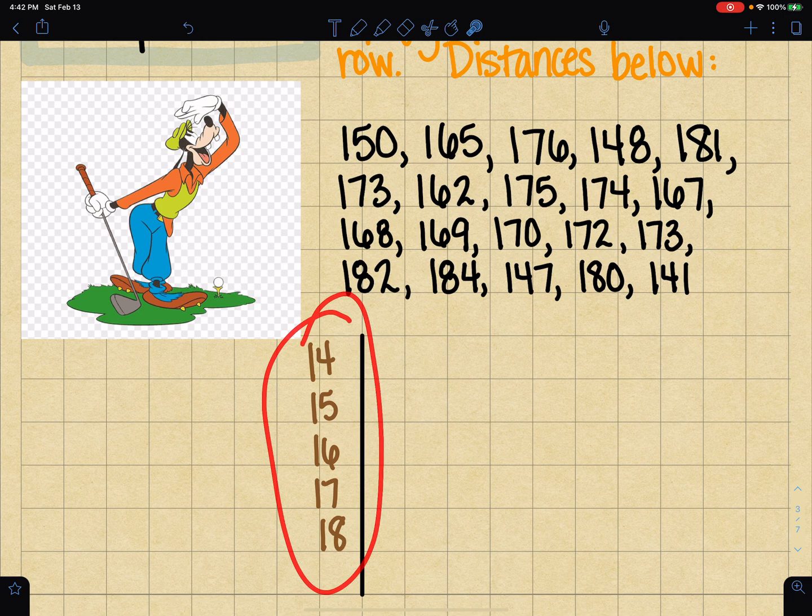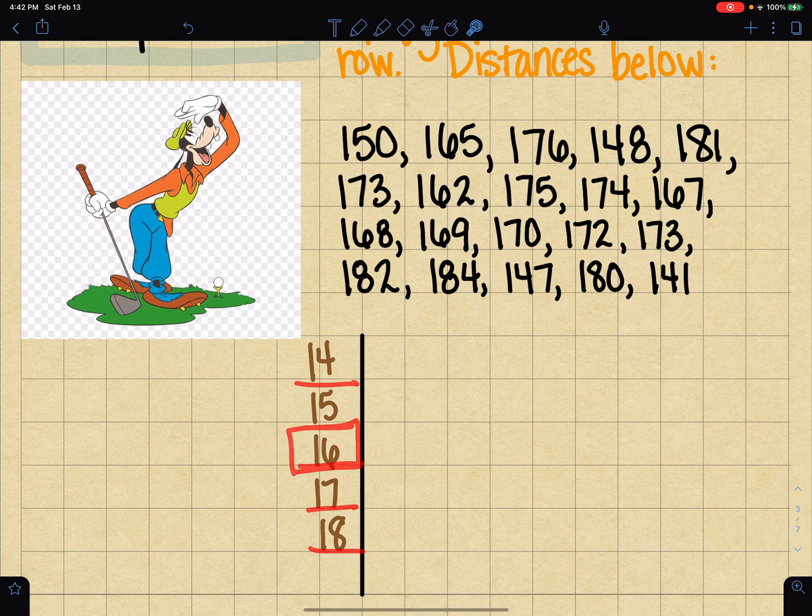Remember I said you can pick how thick the trunk you want to be? You can choose the thickness of the stem. So we're picking the first two numbers and then use the last digit as the leaf. Once we do that, they want us to find in which 10-yard stem the most golf balls landed. In which category? Is it going to be 16 where the most golf balls land, or 17? These are 10-yard stems because it's going from 140s to 150s.